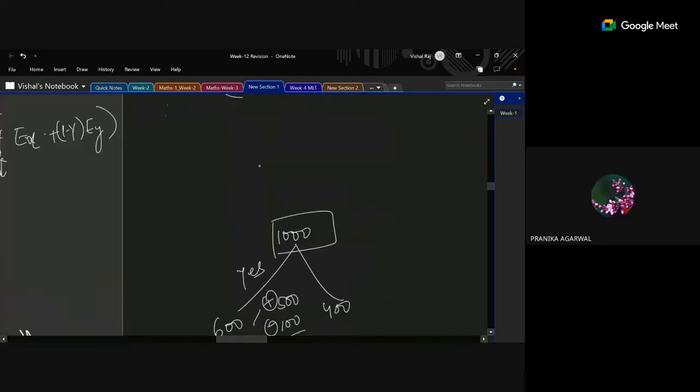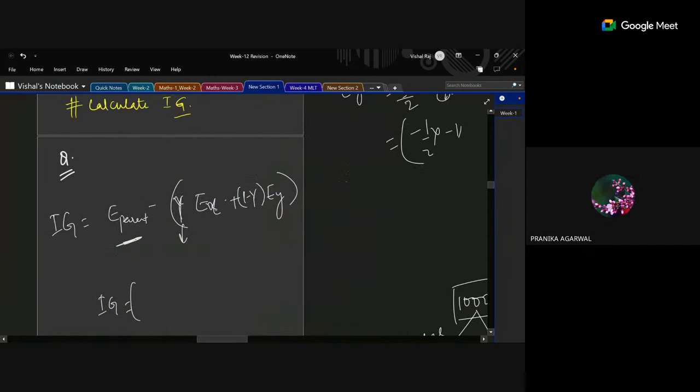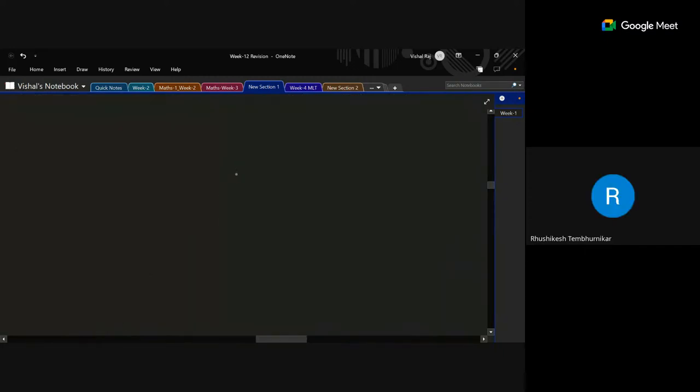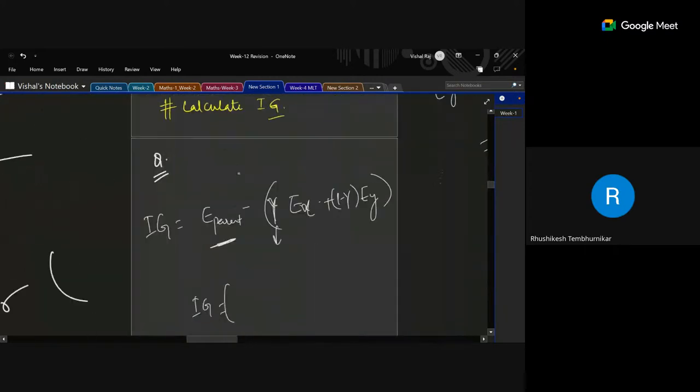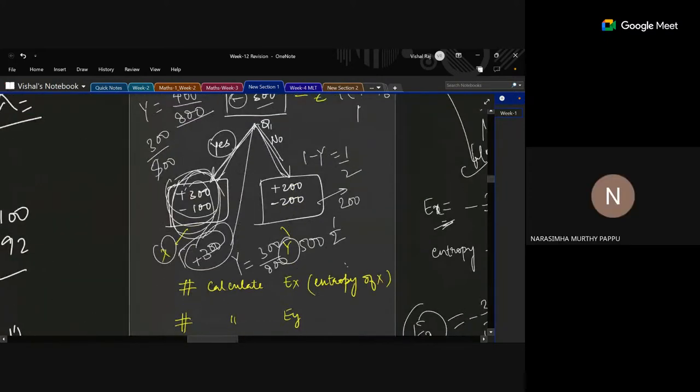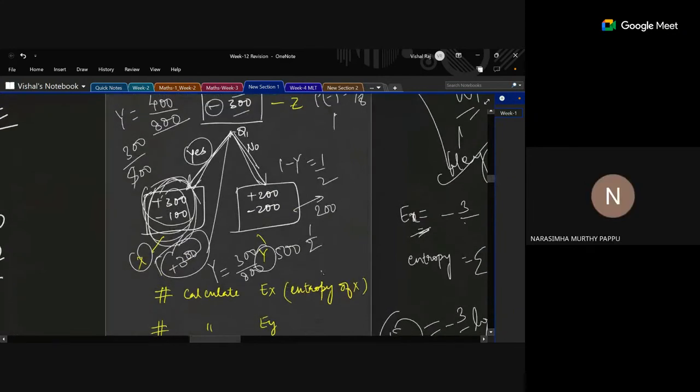So EX is for the yes answer and EY is for the no answer. It's not a label, it's the question. For the answer yes, you have this many numbers. This is the positive label. That's why I'm saying positive and negative, not yes and no. Yes and no is the answer.